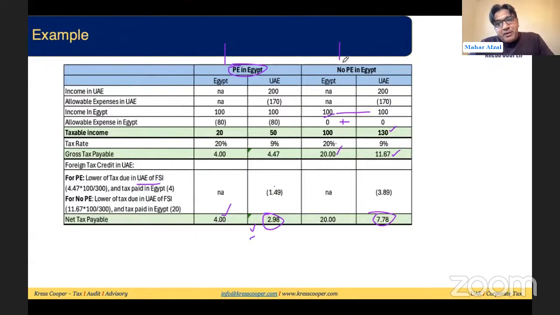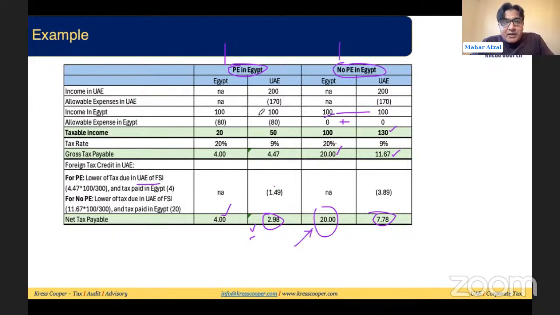If you don't have any PE in Egypt, your tax will be withheld by your customer. What will the customer do? They will withhold this tax. How much is the amount? 20. They will deposit this amount to the Egyptian tax authority. Now, based upon the tax treaty, you have a right to claim this 20.